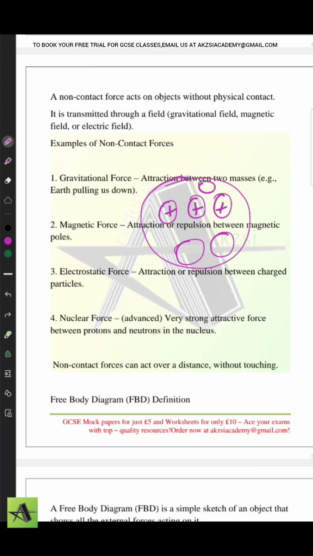So that means the nucleus should fall apart, but it doesn't happen like this, because there is a very strong attractive force between the protons and neutrons that is gluing them together, overcoming that electrostatic force, and this is the reason it's the strongest force. Now let me move on to the free body diagram.